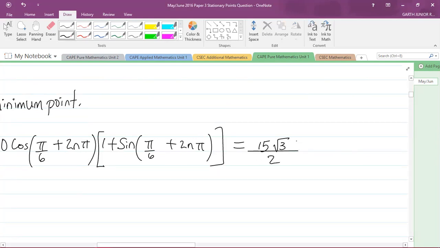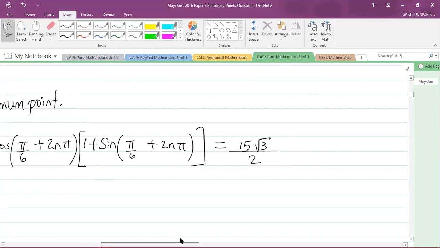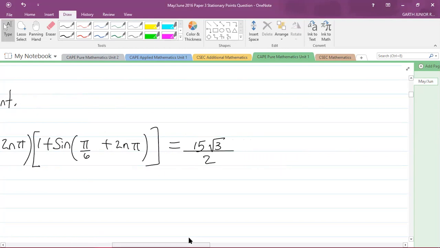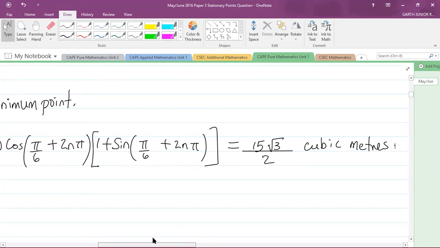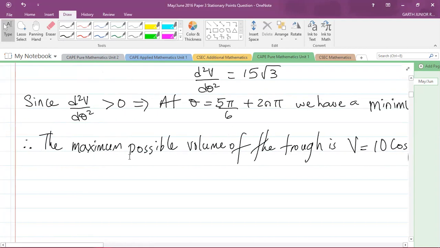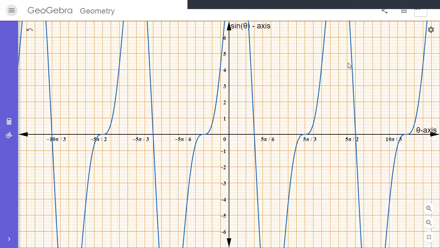And remember that the length we're dealing with here is meters, and volume is in cubic units. So the maximum possible volume of the throw is 15 root 3 over 2 cubic meters. That is my answer. And we can verify it from the graph as well. So let me go back to the mathematics software that I'm using and show you that it is indeed true. You should be seeing my screen again.